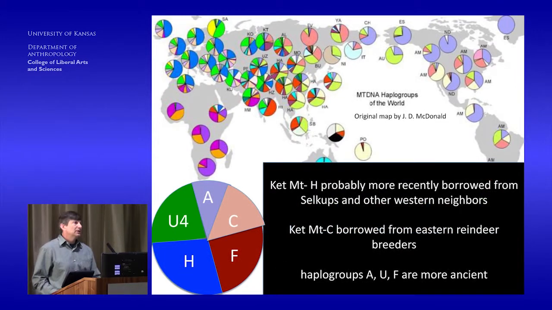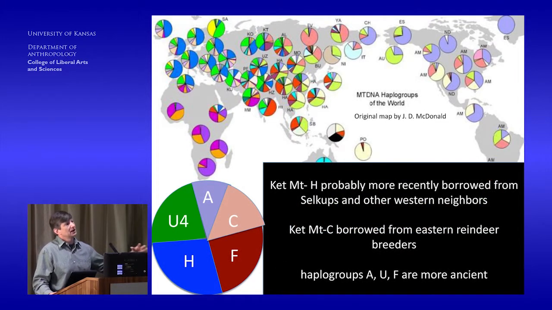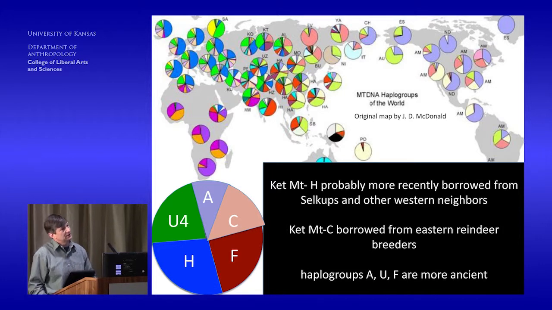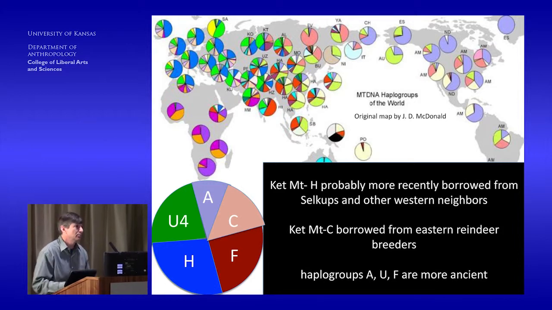Okay, the H probably comes recently from peoples coming with Indo-Europeans, admixture with Uralic peoples who had mixed with Indo-Europeans. It doesn't seem to be very anciently represented specifically in this cat population. The C seems to be closer, coming in with the reindeer breeding peoples who intermarried with the cat people. Now the haplogroups A, U, and F appear to be more ancient. We don't find any evidence that they have been recently introduced from any other population to the cats, and so they're more interesting for understanding cat origins.